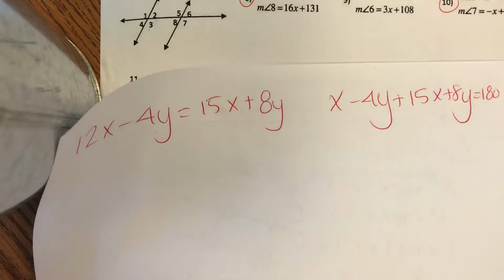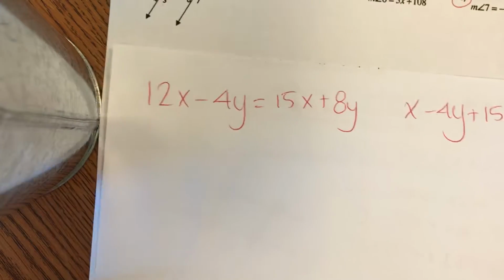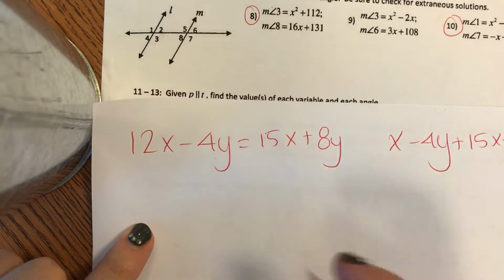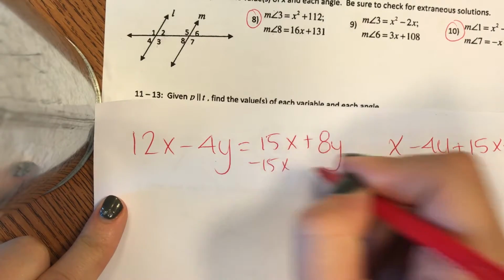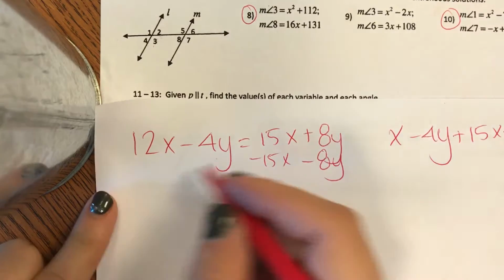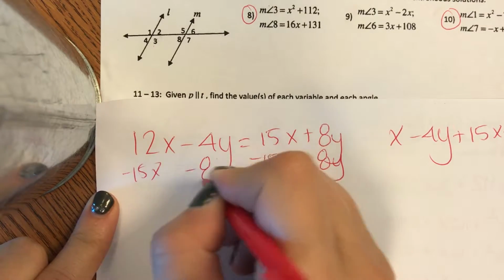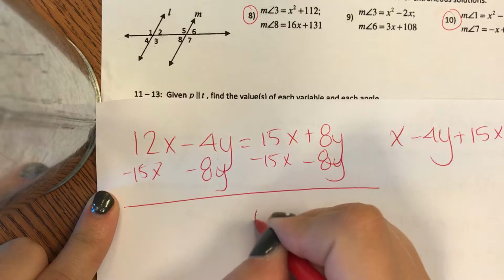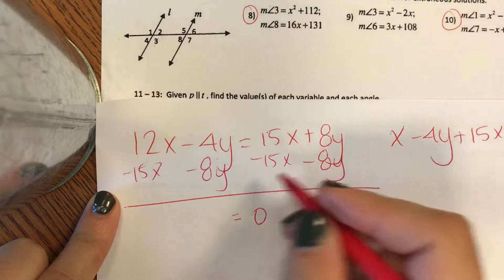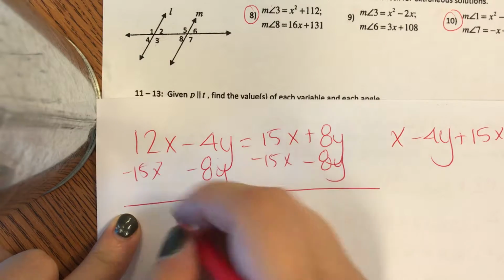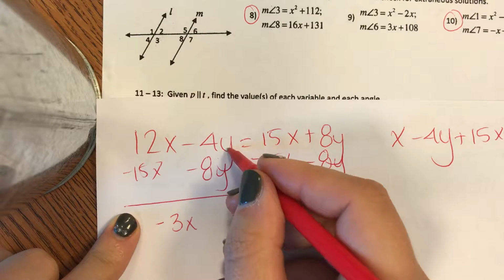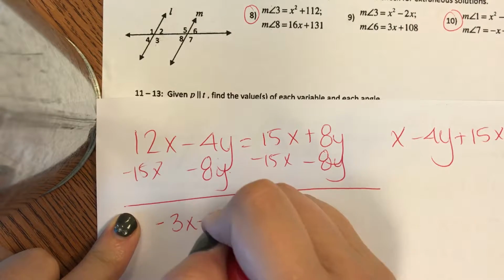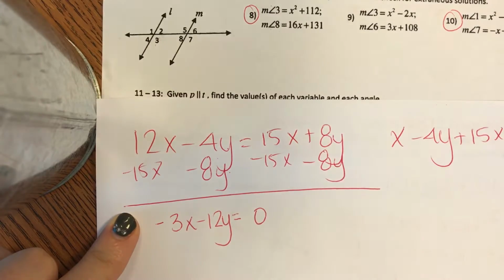Okay, let me combine like terms so I can clean this up a little bit. Over here, I want to move all of my variables to one side, so I'm going to move over 15x and 8y. This leaves 0 on the right-hand side, and I combine 12 minus 15 for negative 3x. Negative 4 minus 8 more is negative 12y.